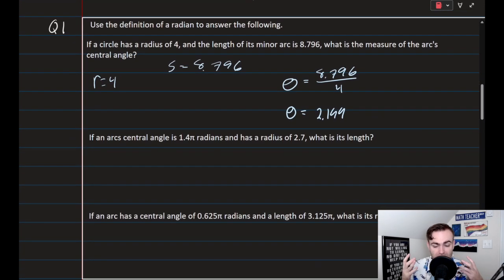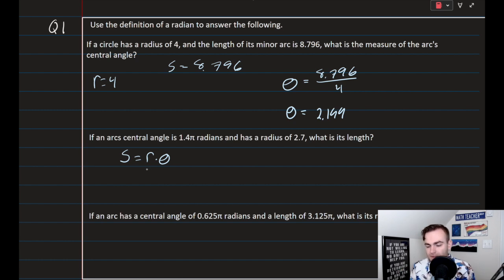What if we are given the arc central angle in radians and its radius? How can we find the arc length? Well, arc length is equal to the radius times the angle. And that's the formula I have memorized, and I can manipulate this to find any one that I want.